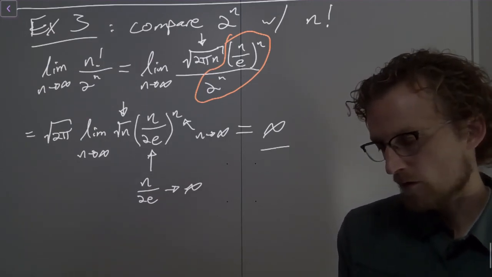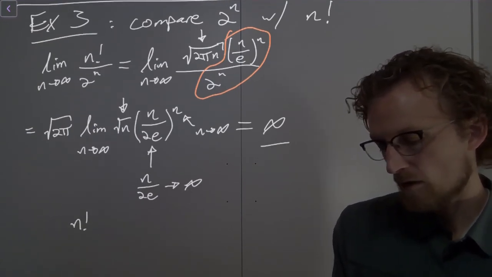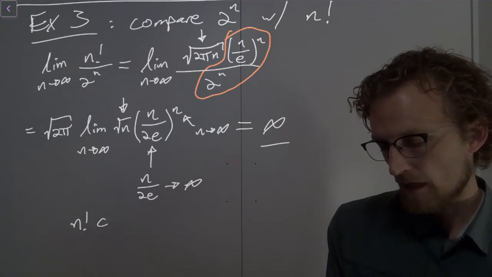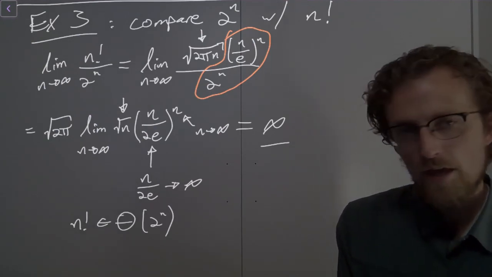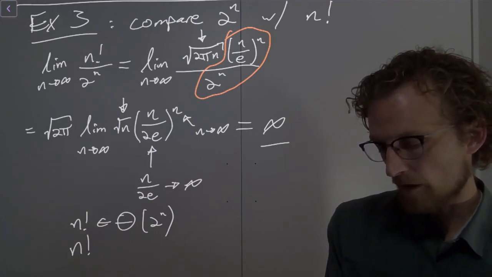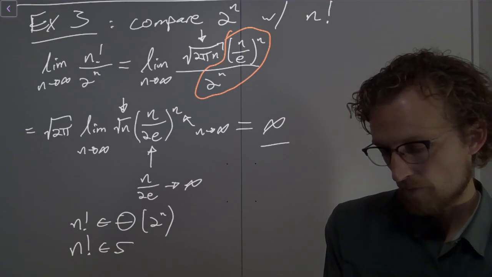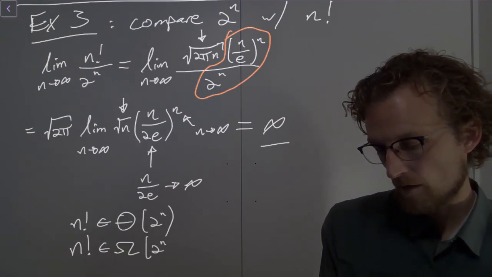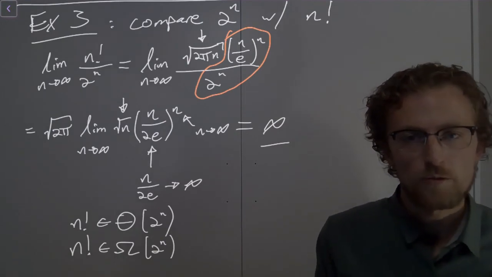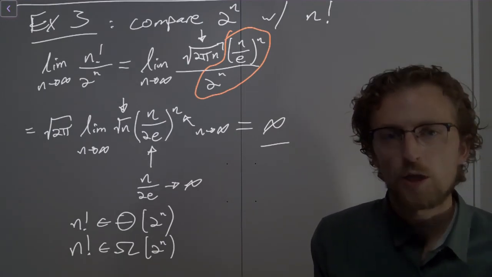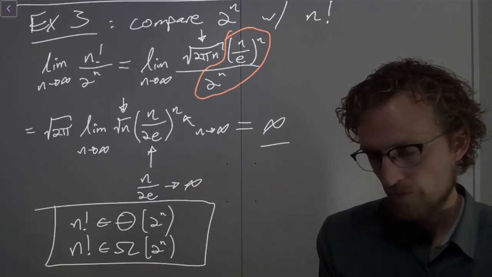All right, so if it goes to infinity, what does this mean? Well, this means that n factorial is not big theta of 2 to the n. And then it also means that n factorial is big omega of 2 to the n, right? Which means that n factorial runs away from 2 to the n. Factorial growth is much faster than exponential growth. And there we have it.